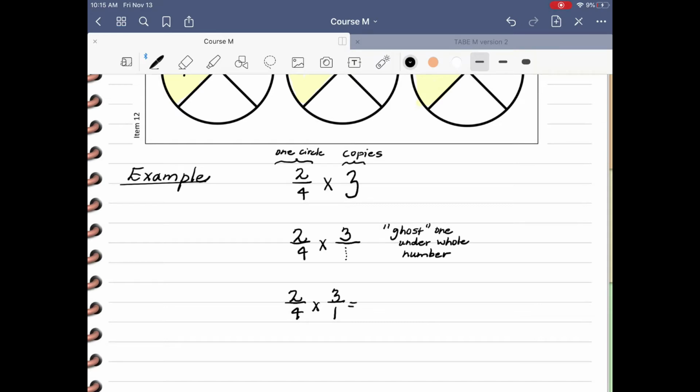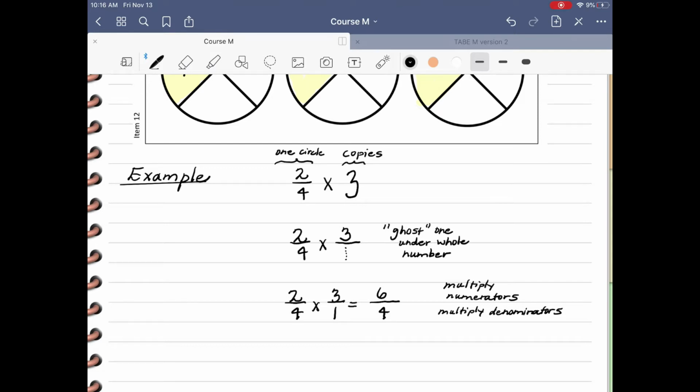So we are going to multiply the numerators. That's the top number. 2 times 3 is 6. And this is the new part. In the last set of problems we did, adding and subtracting, we kept the denominator. But in this case, we're making copies. So we can't just leave the denominator alone. We have to multiply that also. So 4 times 1 is 4.